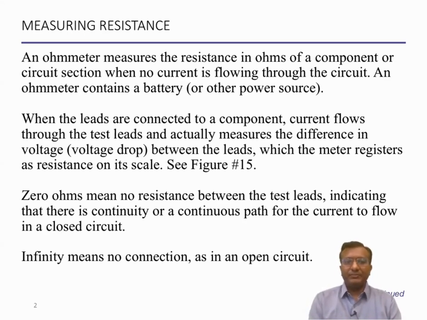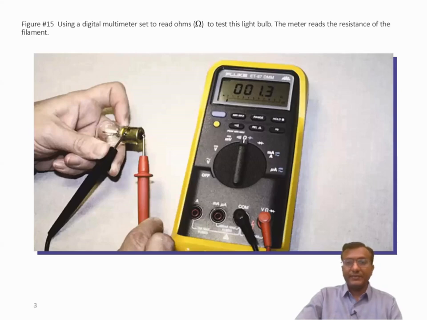Now, an ohm meter measures the resistance in a circuit by applying a small voltage through its leads. It works only when there is no current flowing in the circuit. For example, if you are testing a light bulb, an ohm meter measures the resistance of the bulb filament, helping us in determining if the filament is intact or broken. Now see, this is a bulb and this ohm meter is used to measure the resistance of this filament.